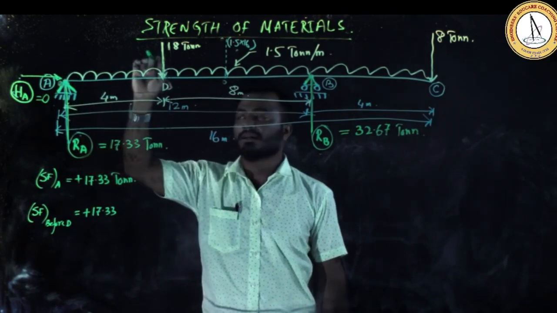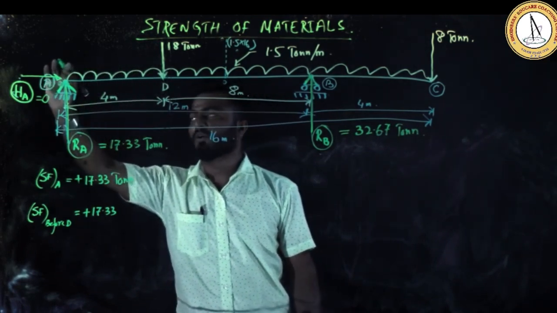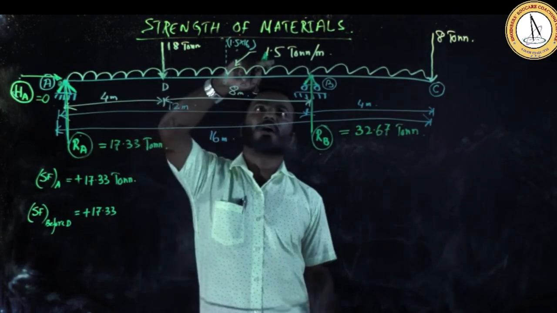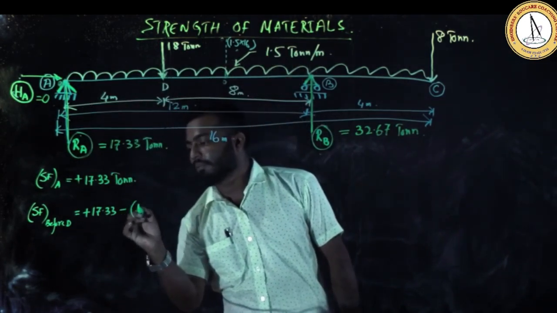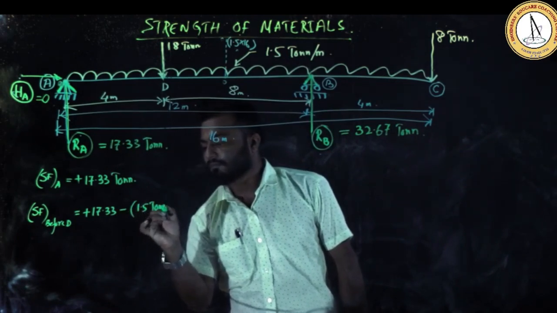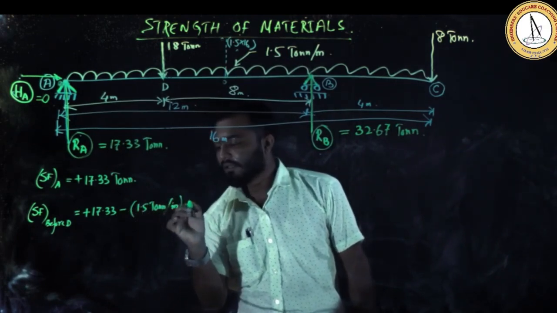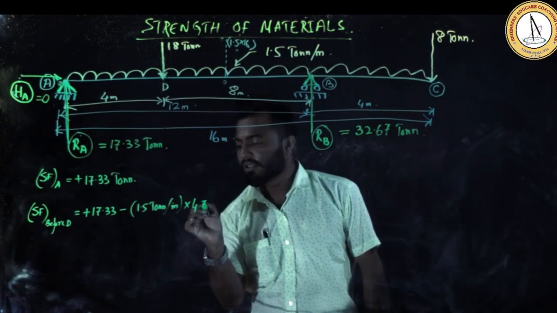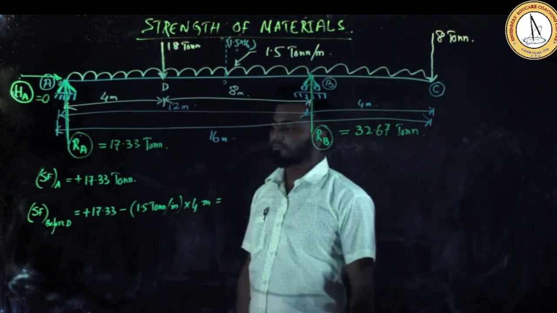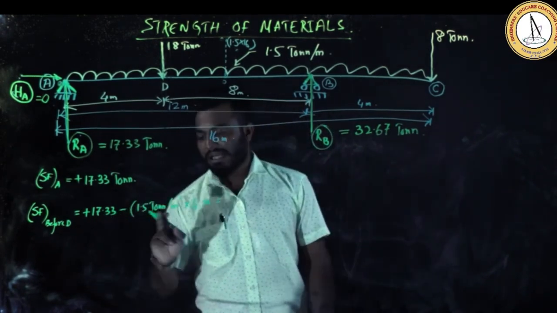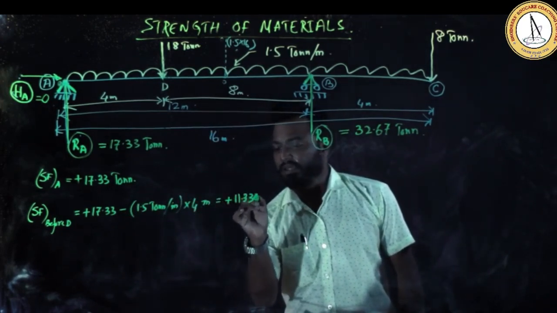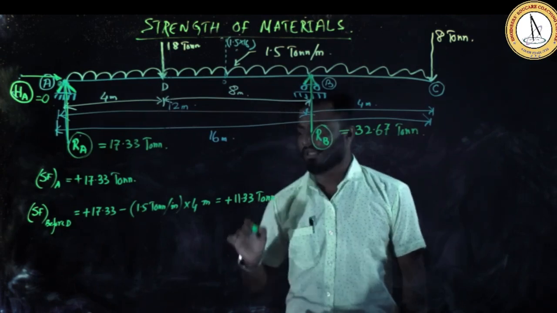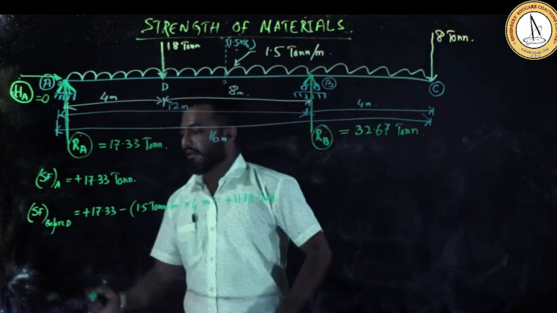So downward will be what? Negative. What is the amount of downward force because of this UDL? 1.5 ton per meter. How many meters? 4 meters. So minus 1.5 ton per meter into 4 meter. If you solve it by your calculator, you will get the answer of plus 11.33 ton. This is the amount of shear force just before D.